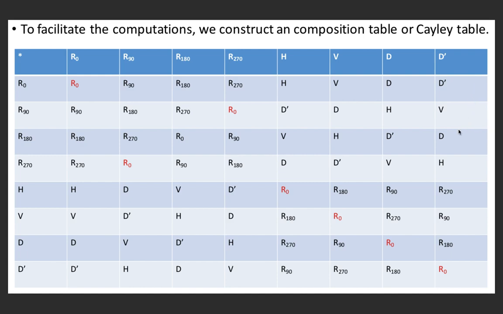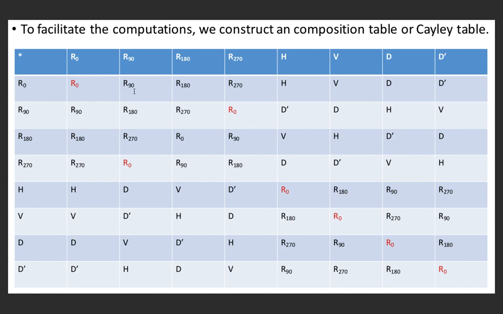Also we have seen that if we flip around twice we get the identity element. So we can also use it. Also notice that all the elements of this composition table are the elements of D4. One more thing, this table is not symmetrical about the main diagonal.